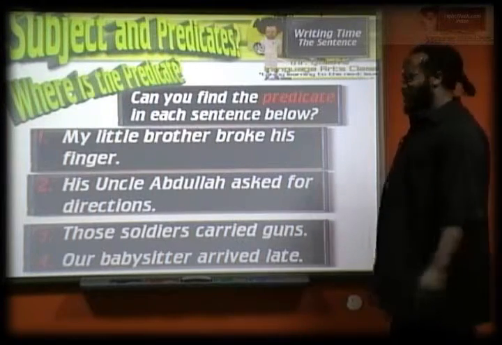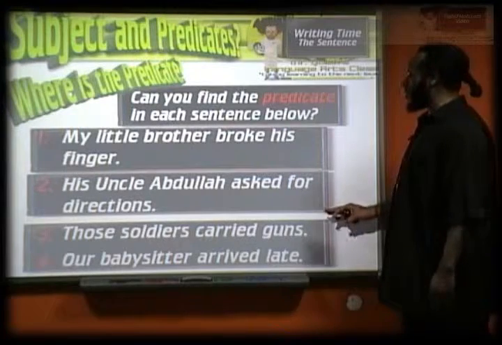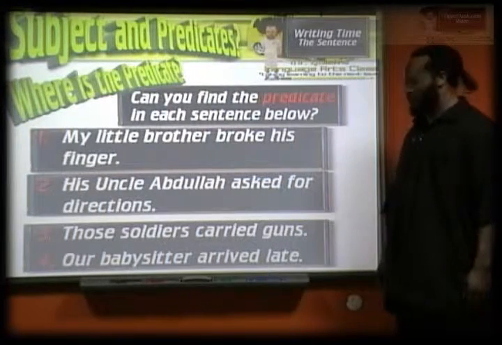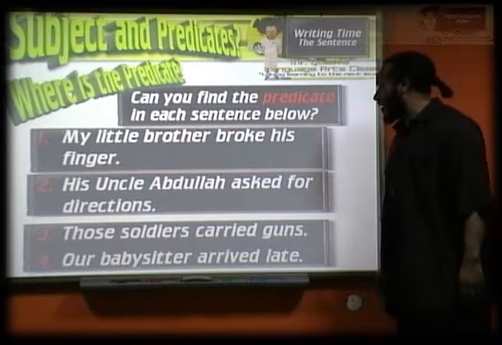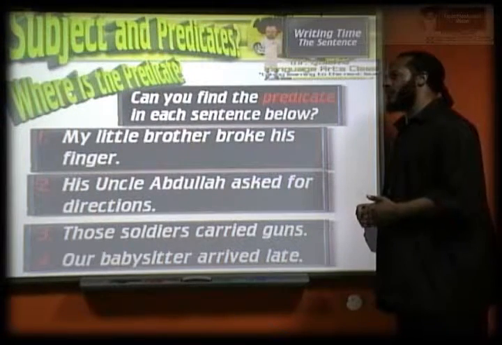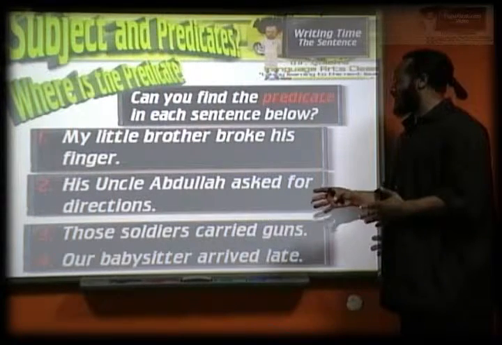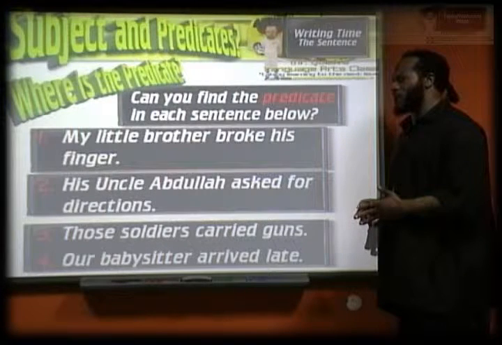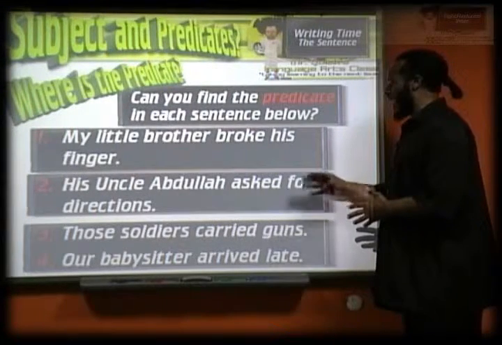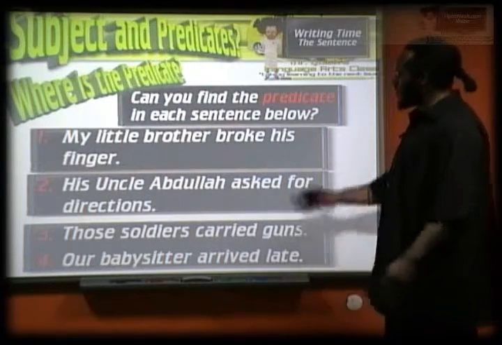Okay, welcome back. His Uncle Abdullah asked for directions. I don't remember that being a sentence before, but hey, that's a good sentence anyway. Well, let's see. We knew before that his uncle, it was Bob before, but now it's Abdullah, was the subject. Now we're trying to figure out, what do we learn about Uncle Abdullah here? And I think we learned that he asked for directions. Maybe that's the predicate. We'll see in a few moments.